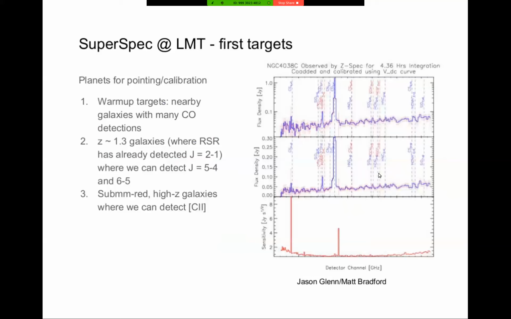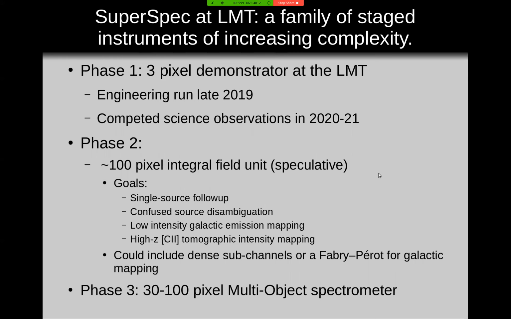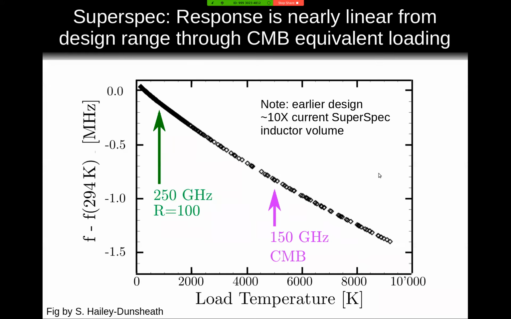We're going to look at galaxies. And our final goal is to try to make a multi-pixel, what's called an integral field unit, which is basically just a spectrometer with multiple pixels you can point in different directions. All right, I'm very late on time.